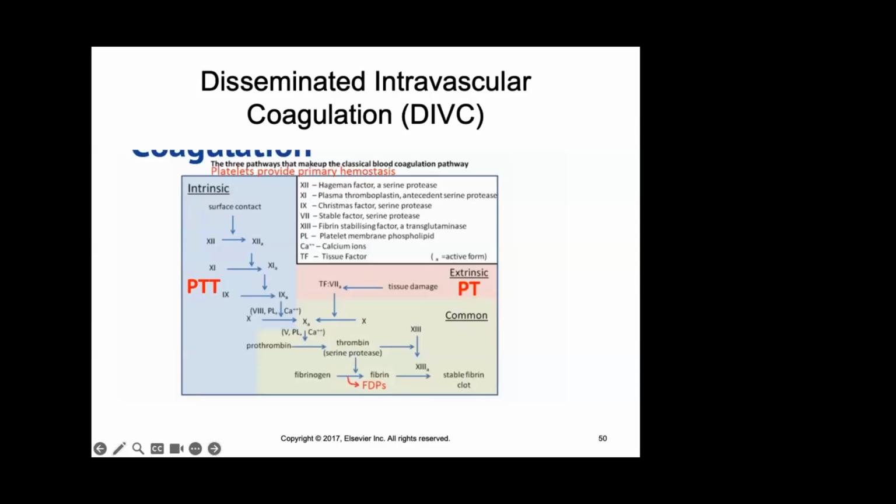In the common pathway, prothrombin is converted to thrombin by activated factor 10A. Thrombin is an enzyme, a protease, that cleaves fibrinogen, the inactive form, to fibrin. The role of fibrin is to attach to your primary clot and stabilize and strengthen that clot. In the conversion of fibrinogen to fibrin, unnecessary parts of the protein are cleaved off, and these are known as fibrinogen degradation products, which is something we can measure in your serum.